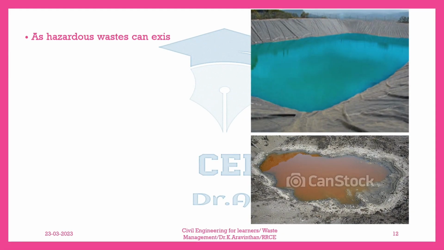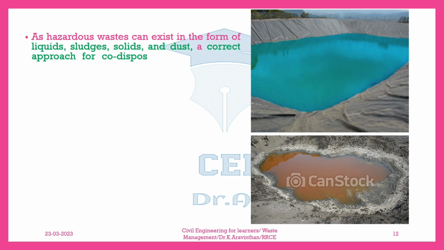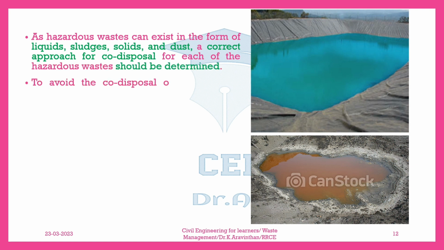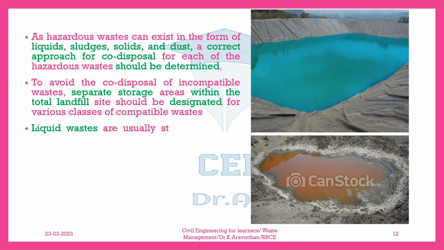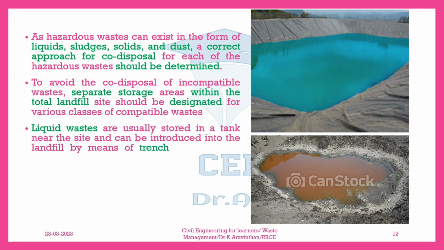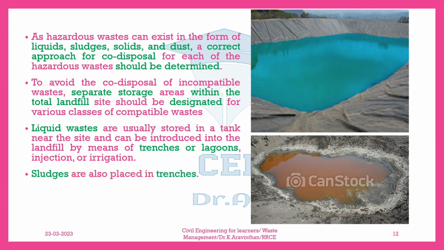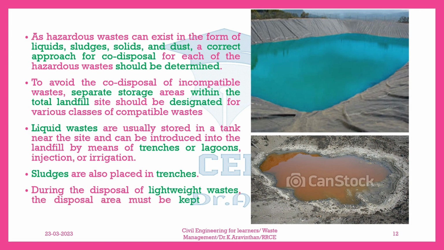As hazardous wastes can exist in the form of liquids, sludges, solids, and dust, a correct approach for co-disposal for each of the hazardous wastes should be determined. To avoid the co-disposal of incompatible wastes, separate storage areas within the total landfill site should be designated for various classes of compatible wastes. Liquid wastes are usually stored in a tank near the site and can be introduced into the landfill by means of trenches or lagoons, injection, or irrigation. Sludges are also placed in trenches. During the disposal of lightweight wastes, the disposal area must be kept wet to prevent dust emissions.